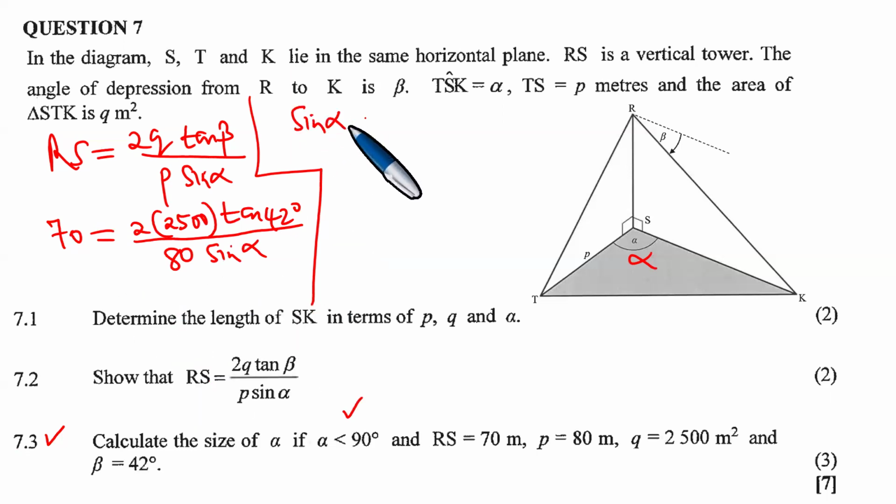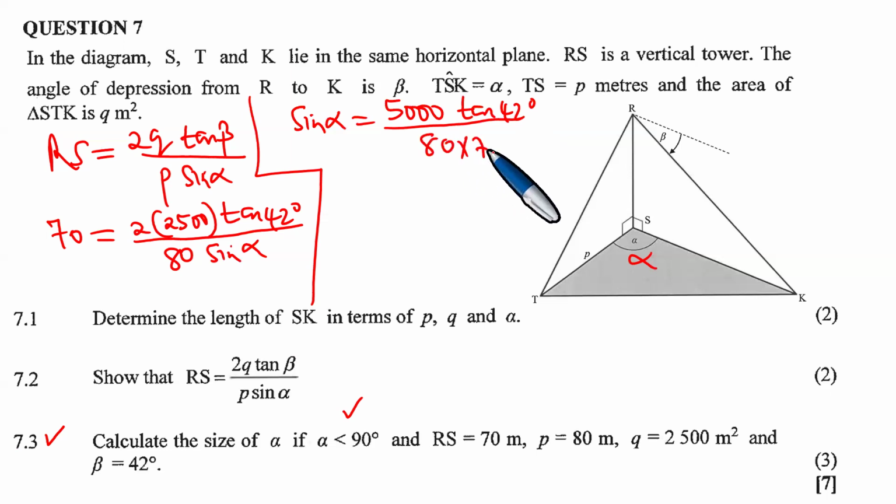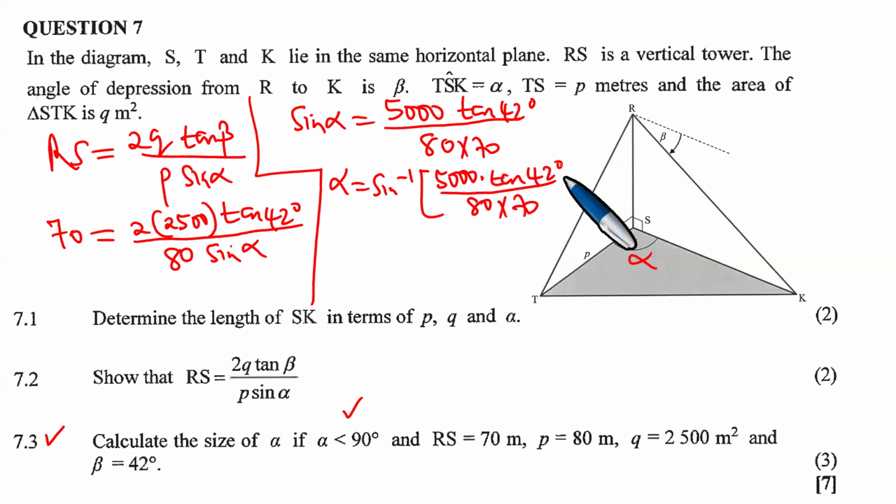What is sine alpha? What is 2 times 2,500? It's actually 5,000, the tangent of 42 degrees. So you actually make the sine alpha the subject. And so now you're going to have in the bottom here 80 times 70, which means that alpha is arcsine of 5,000 tan 42 over 80 times 70. What is alpha? Use a calculator.